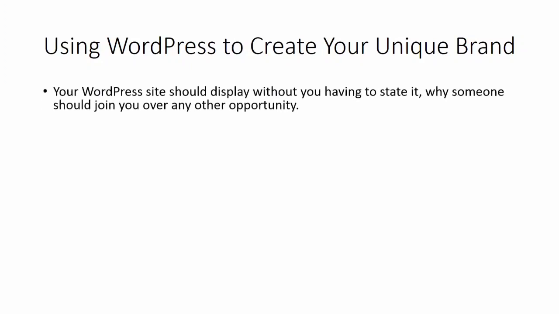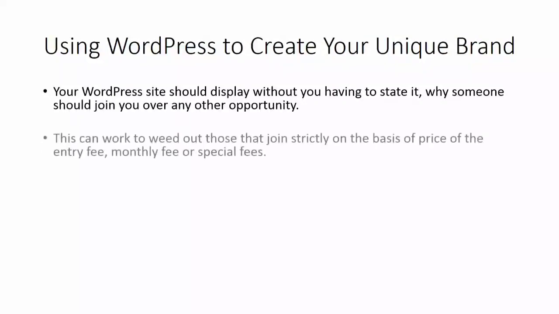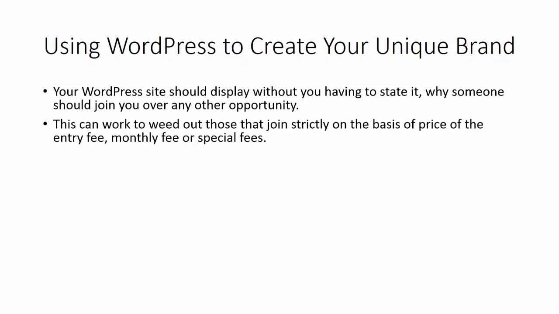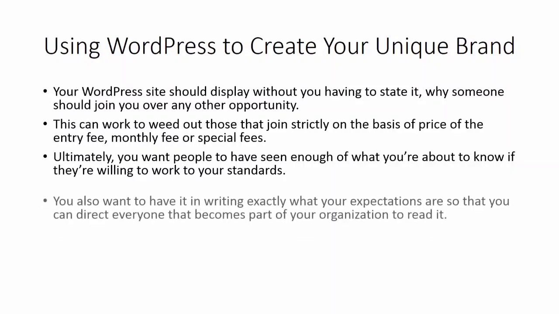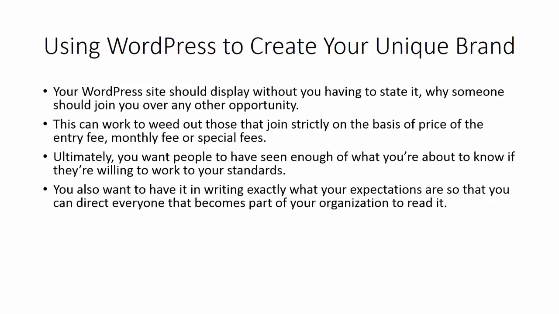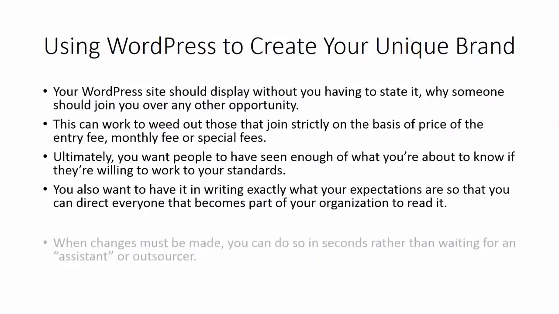Your WordPress site should display, without you having to state it, why someone should join you over any other opportunity. Now, this can work to weed out those who join strictly on the basis of price of the entry fee, monthly fee, or special fees. Ultimately, you want people to have seen enough of what you're about to know if they're willing to work to your standards. You also want to have it in writing exactly what your expectations are so that you can direct everyone that becomes part of your organization to read it.